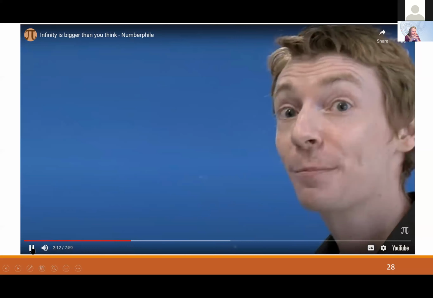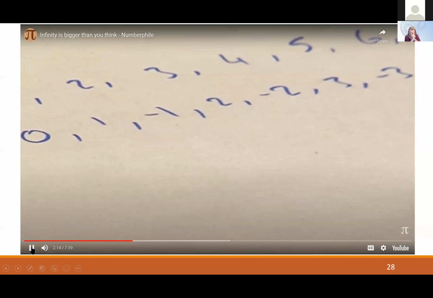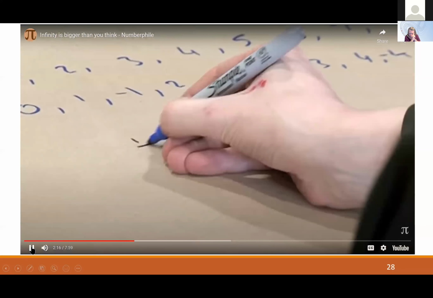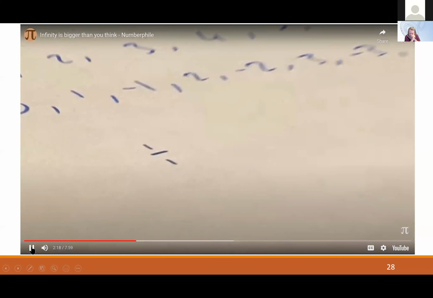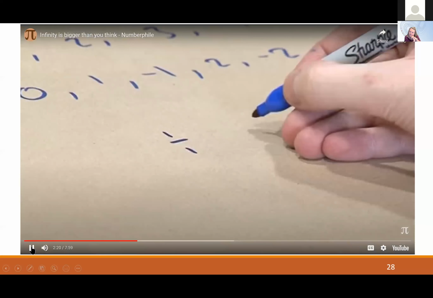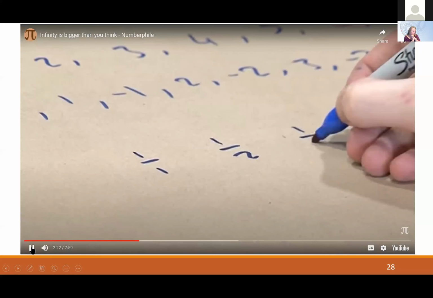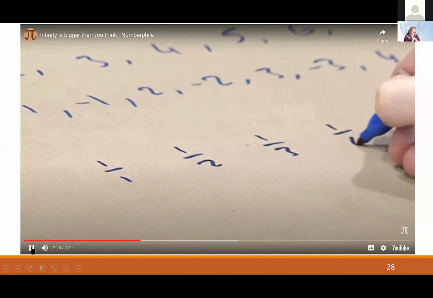But you have to be a bit clever about this. Let's try and list the fractions. I'm going to write out a rectangle. 1 divided by 1, that's a fraction. Let's have 1 divided by 2, 1/3, 1/4, and so on.